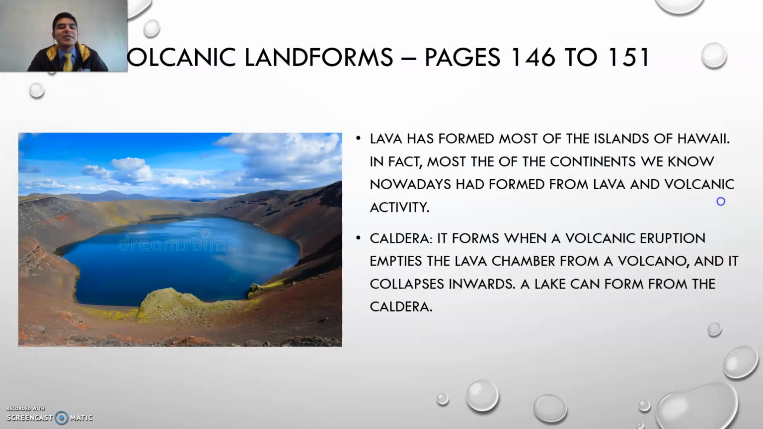All right, so let's continue. And we're going to start by talking about volcanic landforms. You are going to find the topic from pages 146 to 151. And we're going to start by saying that lava has formed most of the islands of Hawaii. In fact, most of the continents we know nowadays had formed from lava and volcanic activity.